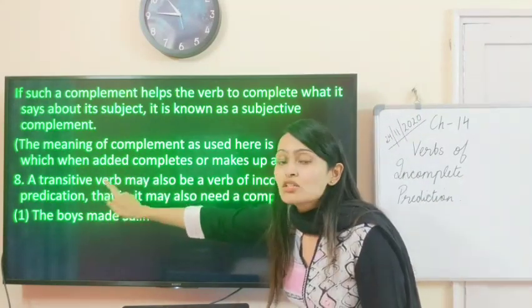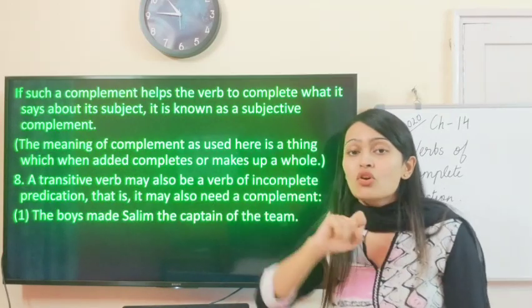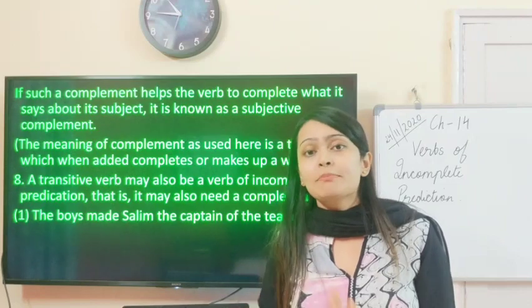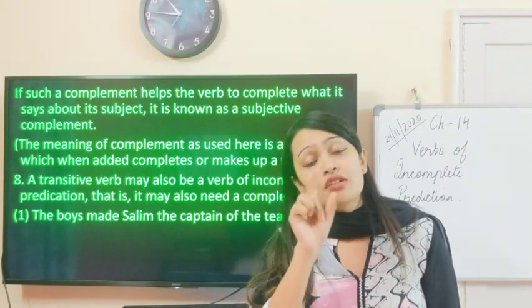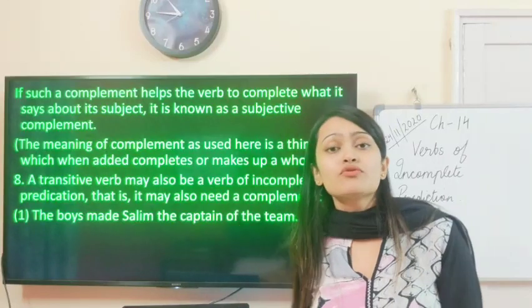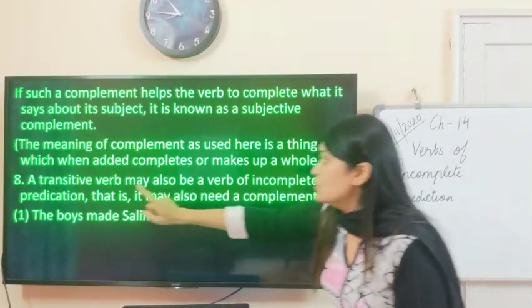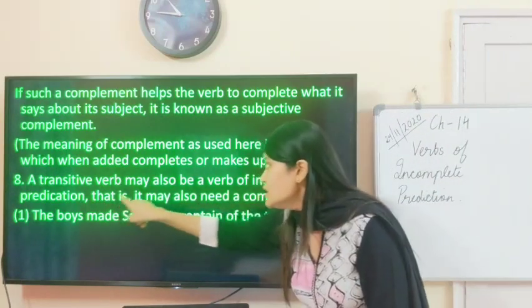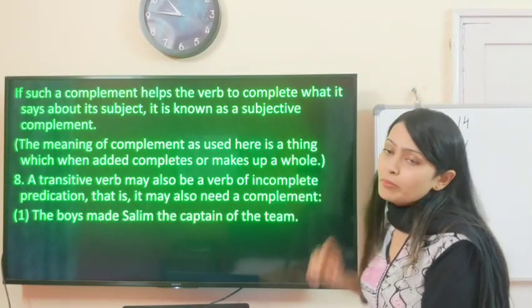Now we'll come back to the transitive verbs, children, because sometimes it is not only intransitive verbs which are verbs of incomplete prediction. Sometimes transitive verbs having an object can also be verbs of incomplete prediction. I will show you. A transitive verb may also be a verb of incomplete prediction. That is, it may also need a complement.